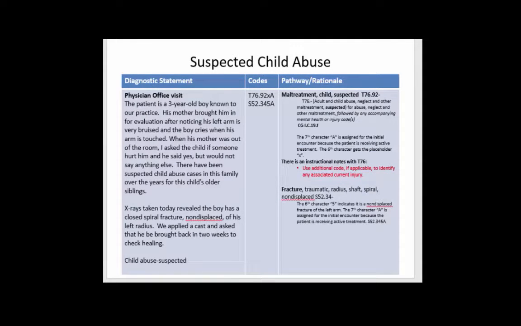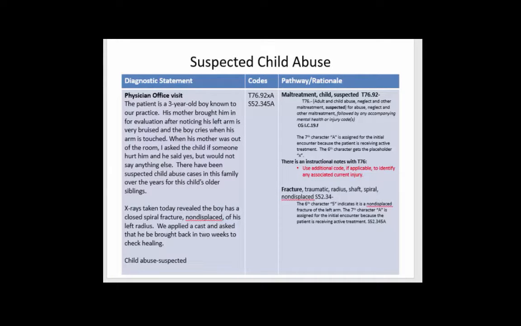Now let's look at a case of suspected child abuse, and how your documentation might read. The patient is a 3-year-old boy known to our practice. His mother brought him in for evaluation after noticing his left arm is very bruised, and the boy cries when his arm is touched. When his mother was out of the room, I asked the child if someone hurt him, and he said yes, but he would not say anything else. There have been suspected child abuse cases in this family over the years for this child's older siblings.